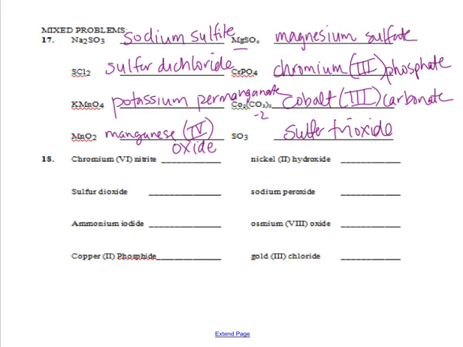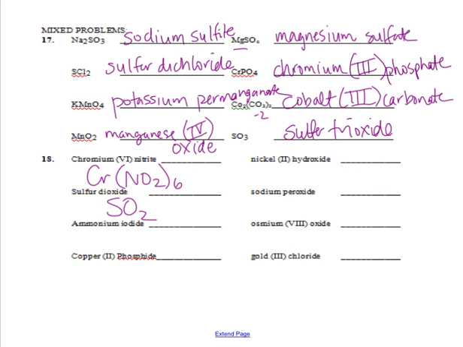Okay. Now we're just going to write more formulas. So I'm going to try to do this section without breaking down the charges too much. Let's see how good we do. It's chromium 6 nitrite. So it would be what? Cr(NO2)6. I know that seems really big and weird, but chromium in this problem has a 6. Sulfur dioxide, SO2, that one's easy.